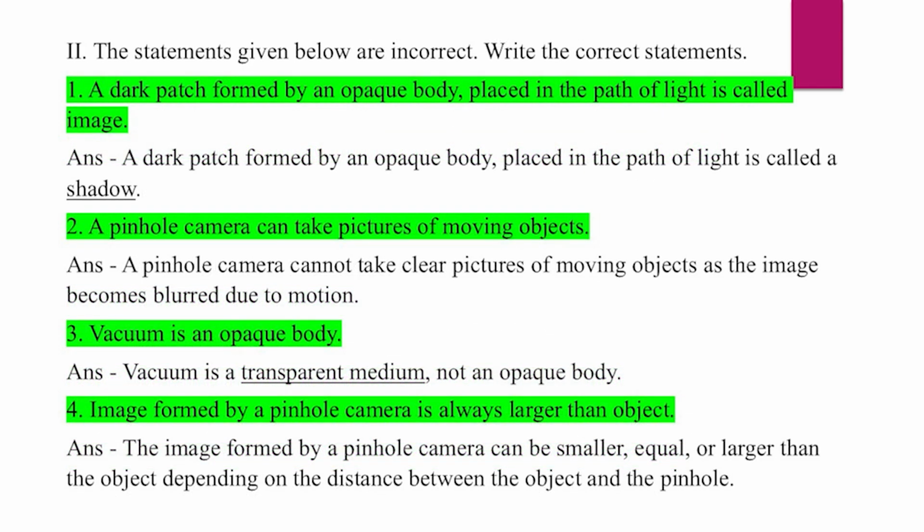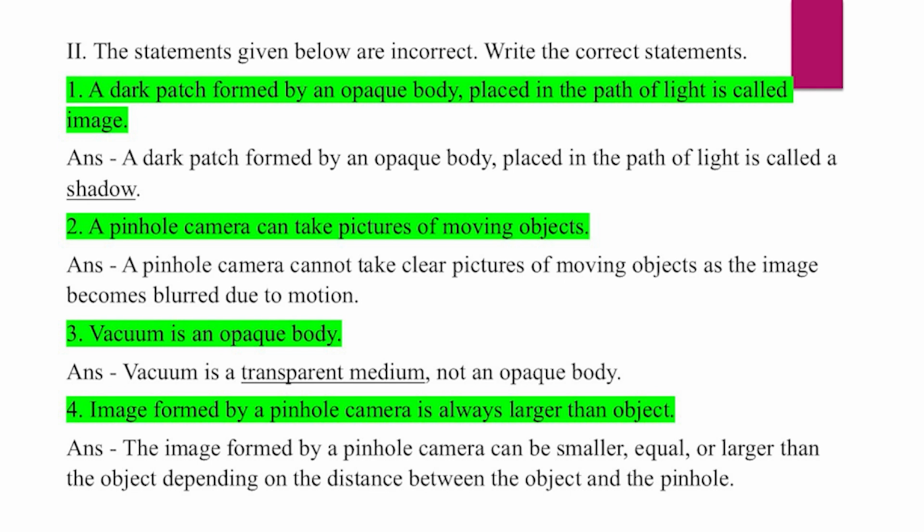II. The statements given below are incorrect. Write the correct statements. 1. A dark patch formed by an opaque body placed in the path of light is called image. Answer: a dark patch formed by an opaque body placed in the path of light is called a shadow. 2. A pinhole camera can take pictures of moving objects. Answer: a pinhole camera cannot take clear pictures of moving objects as the image becomes blurred due to motion.